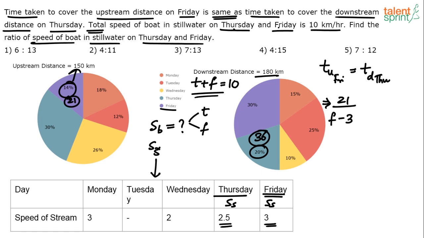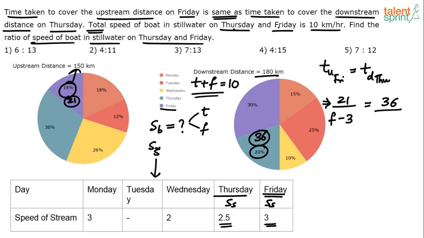Right, equals to the time taken to cover the downstream distance on Thursday. The downstream distance on Thursday is 36. Time is equal to distance by speed. So distance by speed. Now what is the speed on Thursday? Since it is downstream, speed should be taken as speed of the boat plus speed of the water.